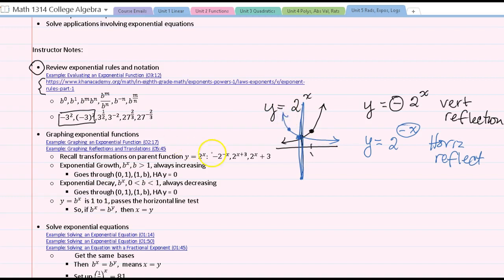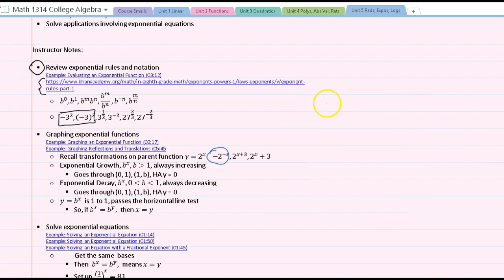So we can see that if we were going to do both of those things, we would probably have something that looks like a negative reflection this way, and then a horizontal reflection to go the opposite direction. So it would probably look like this. This would probably be 2 to the negative x as well as being negative. So let's see some easier transformations.